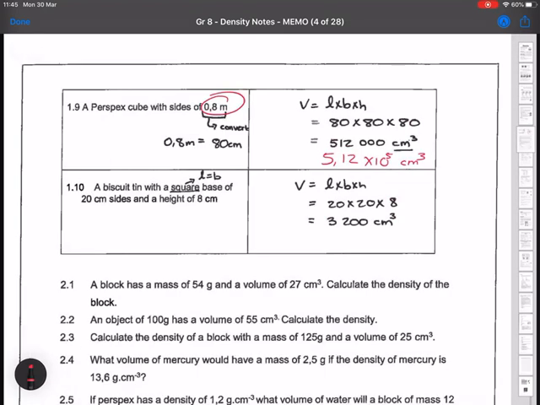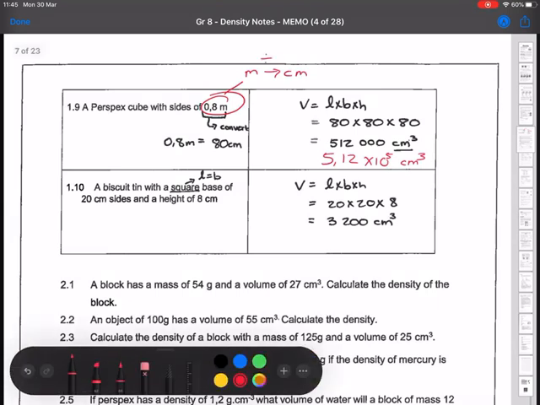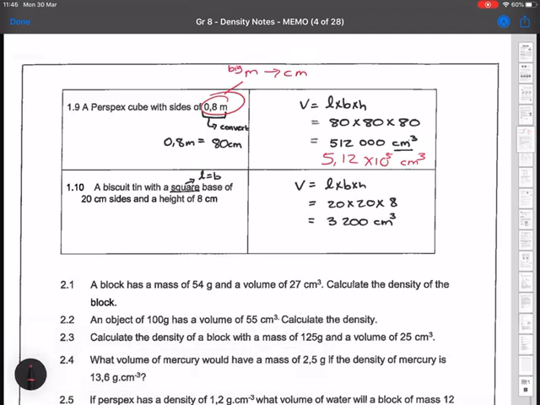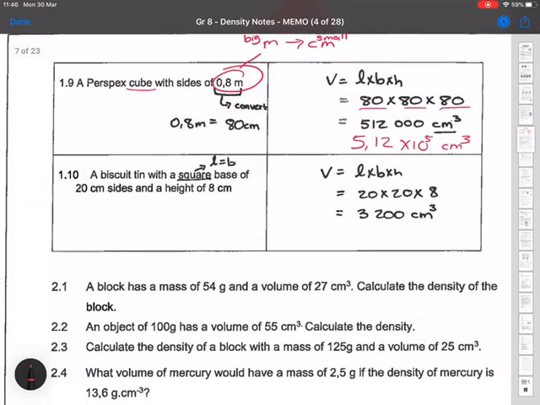Alright, and so if you convert 0.8 meters into centimeters, you're going from a big unit, meters, to a smaller unit, centimeters. We need to multiply if you're going from big to small. So meters to centimeters, you would need to multiply by 100. So 0.8 times 100 would give us 80 centimeters. And obviously if it's a cube, then you're going to have 80 by 80 by 80. That gives us 5,12 times 10 to the 5 centimeters cubed.